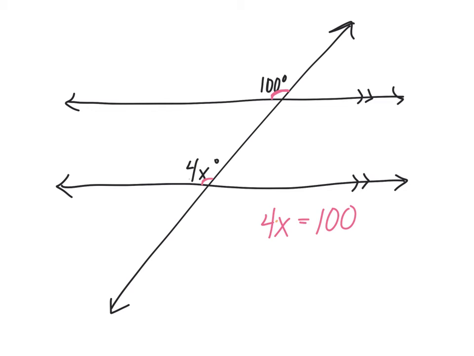In order to solve for x, we're going to use our inverse operations. And remember, 4x really means you're multiplying 4 times that mystery number, and you're going to divide by 4 on both sides. This equals 1, so it's really just x equals 100 divided by 4, which is 25.